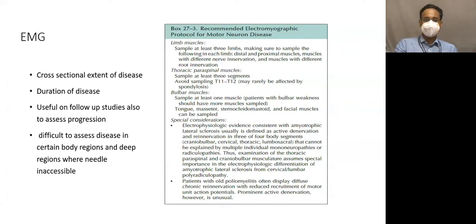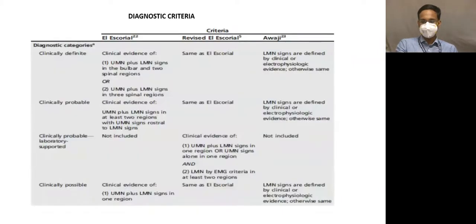So when we are doing needle EMG for these patients, we always tend to needle the upper limbs, the lower limbs, the trunk, the paraspinals, and the tongue, the craniobulbar myotomes. So these are the myotomes that we examine with the needle.